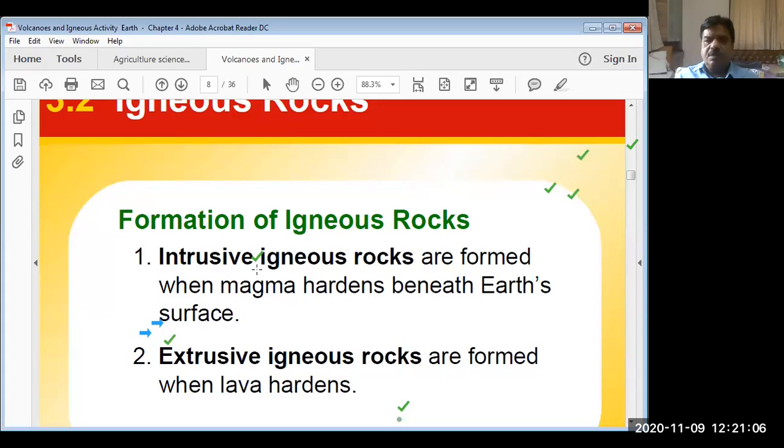Now, we have studied just three kinds of rocks: igneous rock, sedimentary rock, metamorphic rock. Now this igneous rock is the first rock. How is it formed? Intrusive igneous rocks are formed when magma hardens beneath the earth's surface.